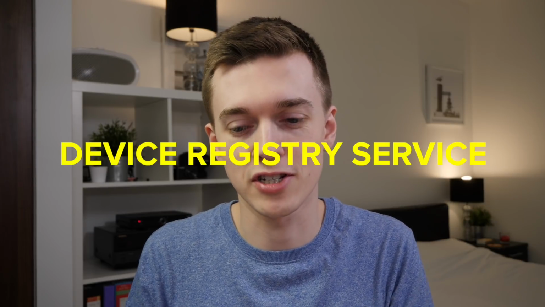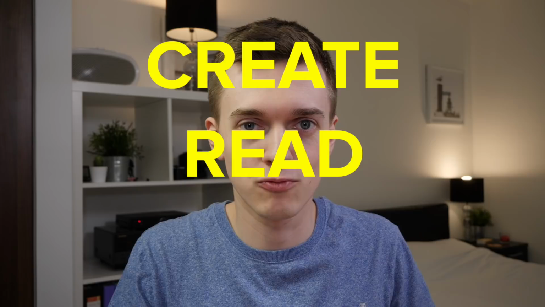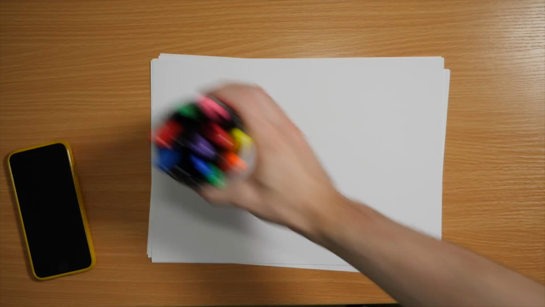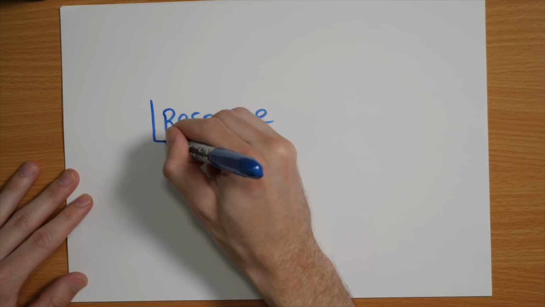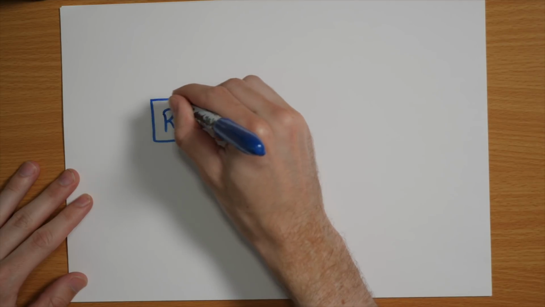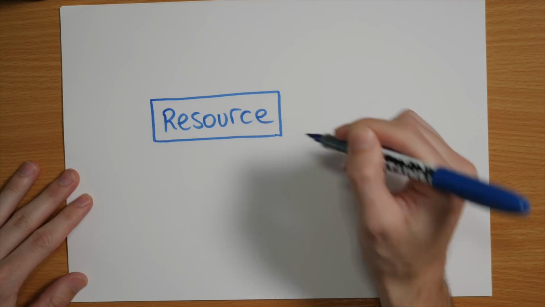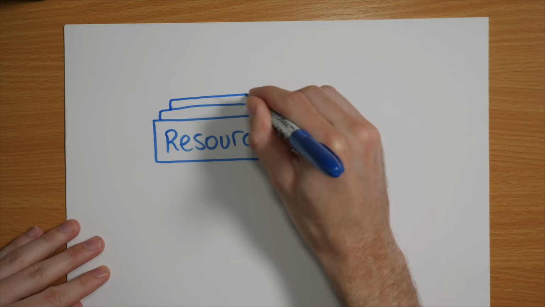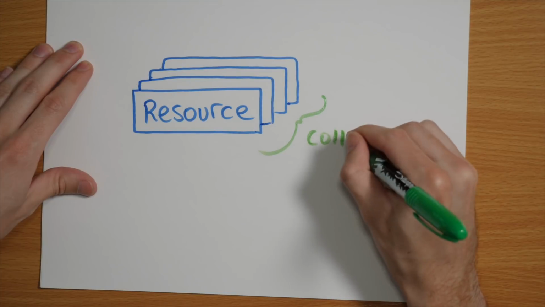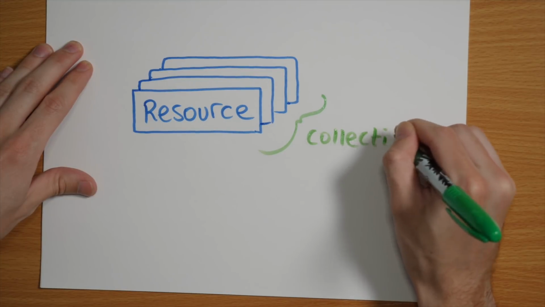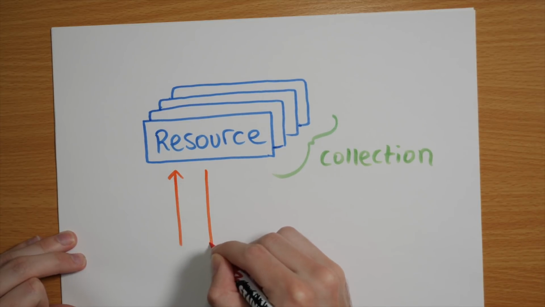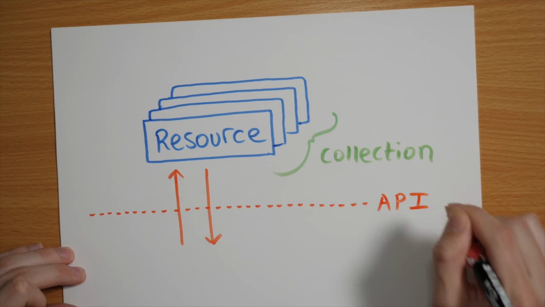The first microservice that I'm going to build in this video is the device registry service. This service will store information about all of the devices on the system that can be controlled. So it just needs the basic ability to create, read, and delete resources. A resource is an object that the API stores, so it could be an employee, an article, or in this case, a device. Multiple resources of the same type is called a collection, and this ability to create, read, and delete resources will be exposed over a REST API.